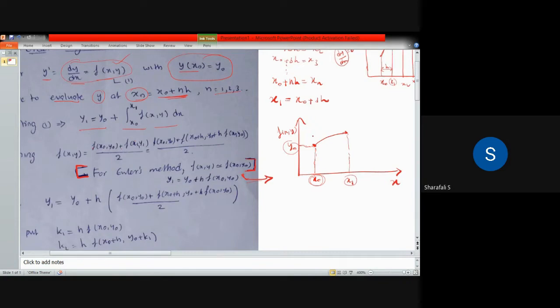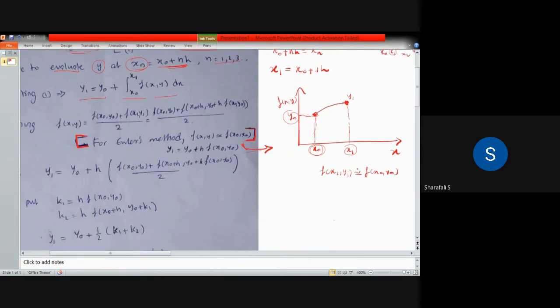In Euler's method, we have assumed that in between these 2 points, x0, y0, and let's say this is x1, y1, the function remains constant. We have made an assumption like that, so that f of x1 comma y1 is equivalent to f of x0 comma y0. This is the assumption we have made for Euler's method, and we consider that the function is constant in the interval x0 to x1.